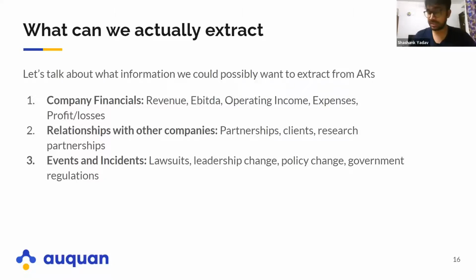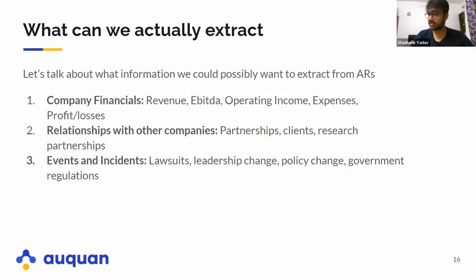But what information can we actually extract? You can extract financials of the company, all the profits, losses, EBITDA, all those finance-related terms. Then you can identify their relationships with other companies. For example, if you are going through the annual report of Microsoft, you will be able to find that LinkedIn is their subsidiary, or GitHub is their subsidiary, or they have some working relationship with Apple regarding Microsoft Office and things like that.